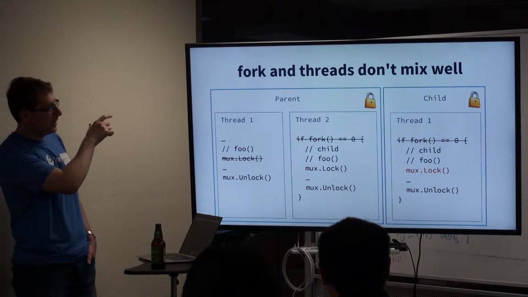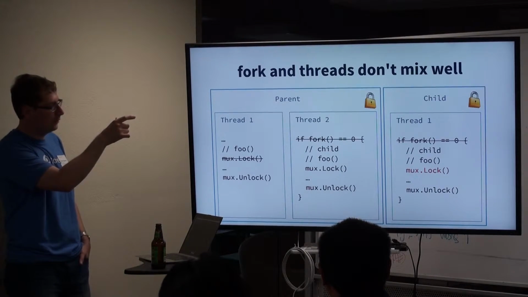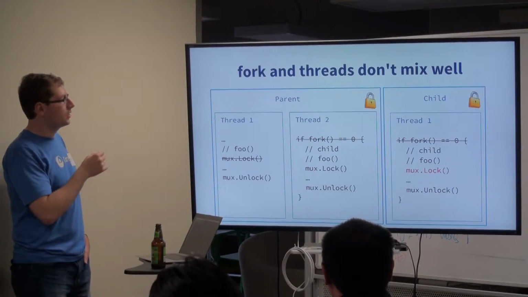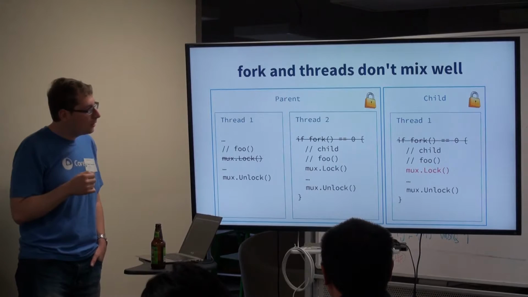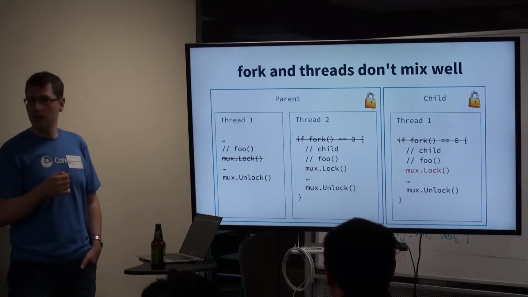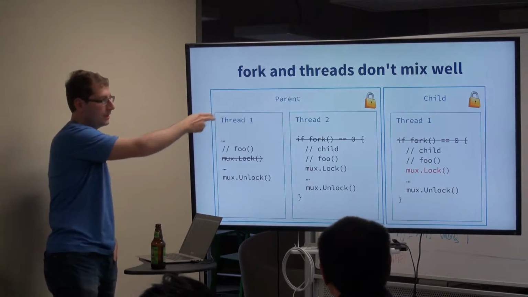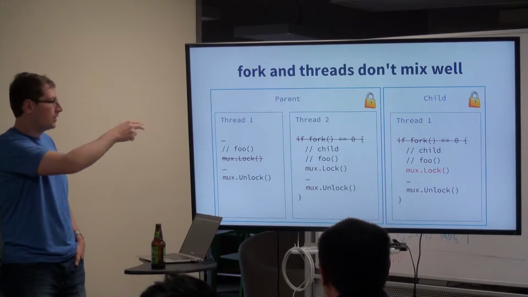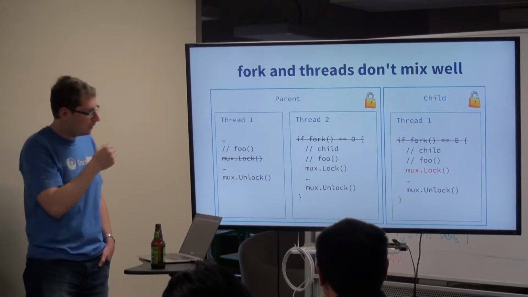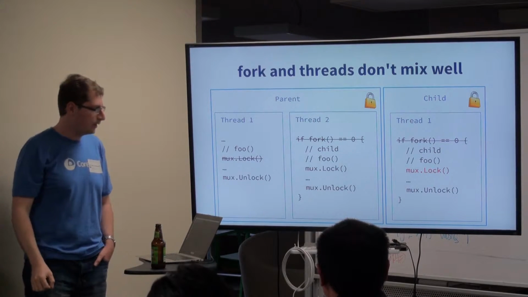And as you see, since it made a complete copy of the user space virtual address space, the child is also going to have a locked mutex. So then the thread is going to call mutex lock, and we have a deadlock, because there's nothing to unlock the mutex. The thread that held it is not running in the child process, so nothing is going to unlock it. And so the child is just going to sit there and wait for the lock, and it will never succeed.